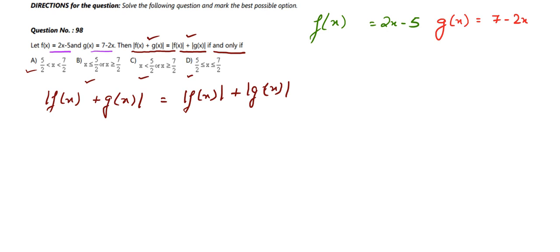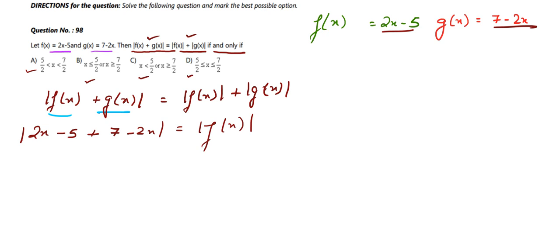So simply here we have the f(x) and g(x), so we can put the values here, that is 2x minus 5 and 7 minus 2x. So let's put the values. 2x minus 5 plus g(x), that is 7 minus 2x, and on the right hand side we cannot do anything because we have mod separately, so no point of putting the values of f(x) and g(x). So let this be f(x) and g(x) only.